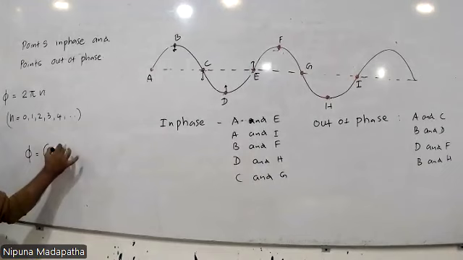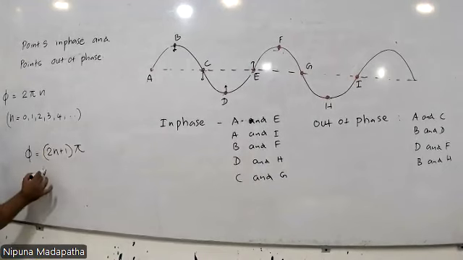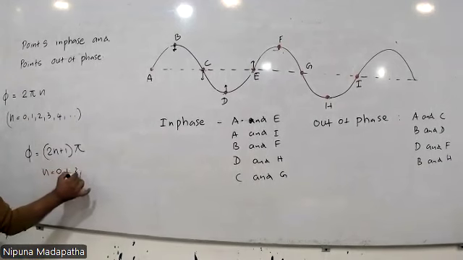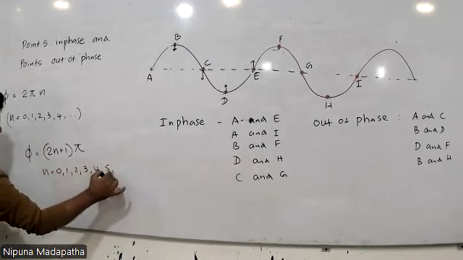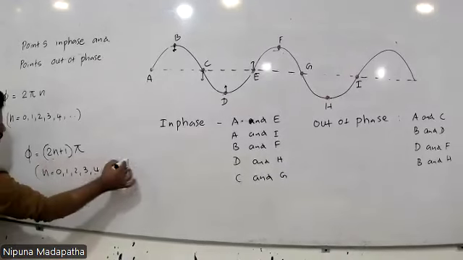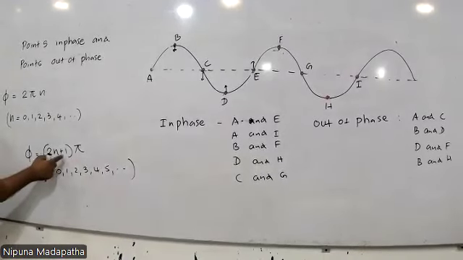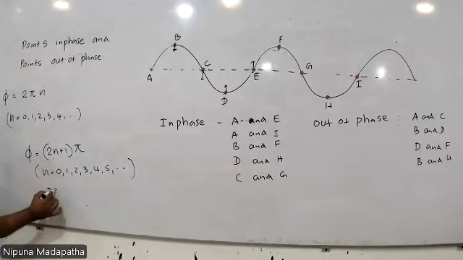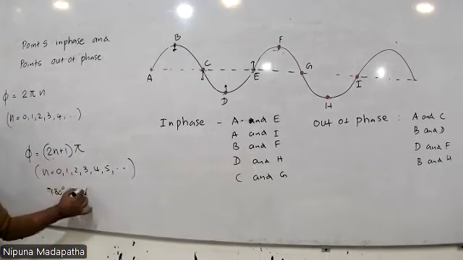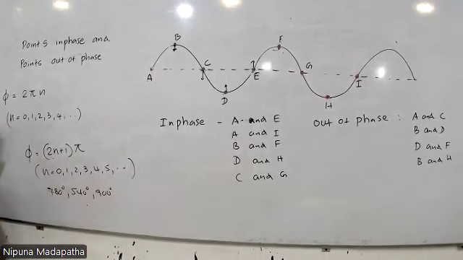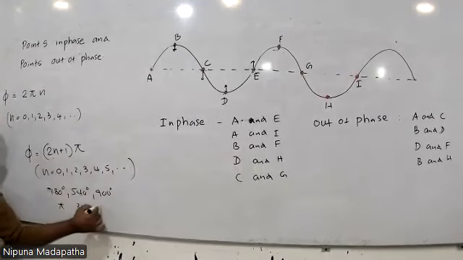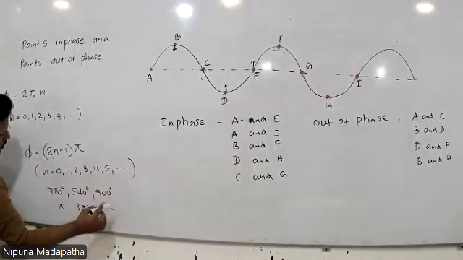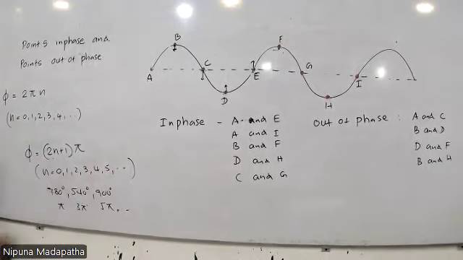Phase difference is (2n plus 1) pi. If n is 0, phase difference is pi. N is 1, phase difference is 3 pi. Right? In degrees, it should be 180, 540, 900. So pi, 3 pi, 5 pi like this. Phase angle. Right, so now you can draw this.